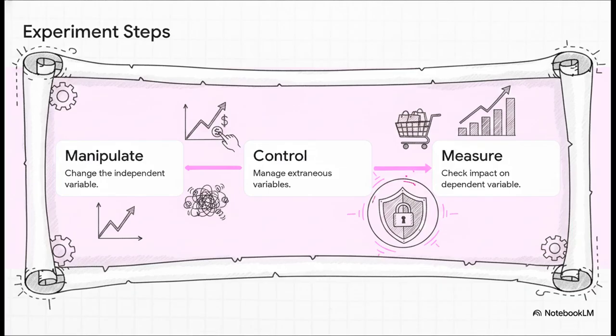Step 1, we actively manipulate the causal or independent variable, in this case, the price. Step 2, we tightly control the environment, managing any extraneous variables that might mess up our results. And Step 3, we measure the true impact on the dependent variable, which is our sales. Without this highly controlled experiment, a business is essentially just guessing at causal relationships.